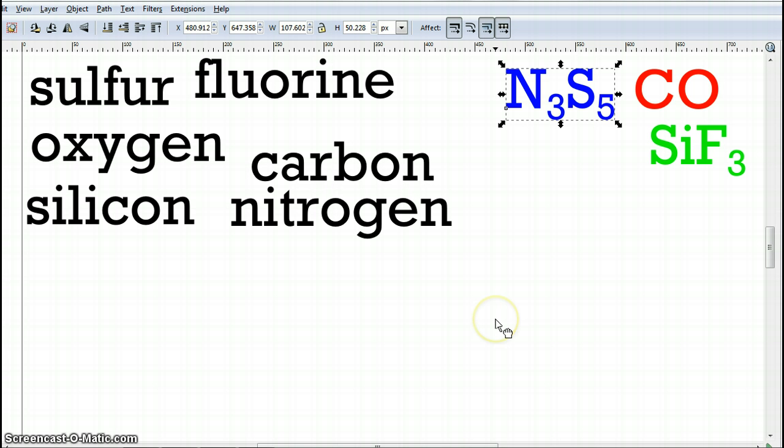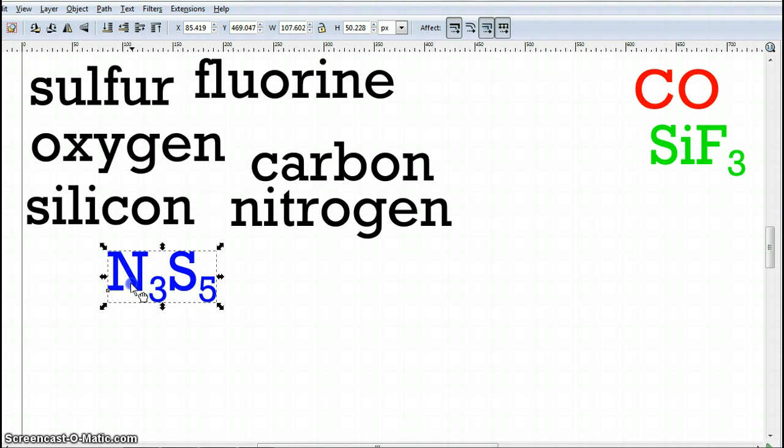Okay, I am in Inkscape at the moment, and what you will see here is I have a couple of different formulas that are listed and a few names that will be used to make these formulas. So you will first see that I have N3S5. I'm going to pull this down a little bit. N3S5, first of all, if we look, it fits the criteria of what we were talking about for molecular compounds. There's nitrogen, a nonmetal, and sulfur, another nonmetal, and these are going to form a molecular compound.